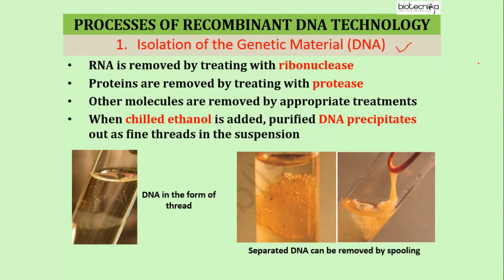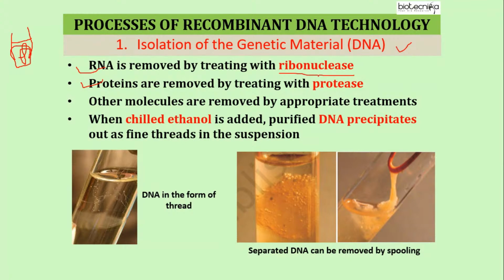So once we have broken the cell wall of any plant cell, bacterial cell or any cell of your interest, it's time to remove all the RNA, protein and other things that are there in the solution. Suppose you have this solution in a tube. How do you remove this RNA or protein? What will you add? You will add ribonuclease. What is this ribonuclease? It has the suffix ase, which means it is an enzyme that will cleave ribonucleic acid, or RNA.